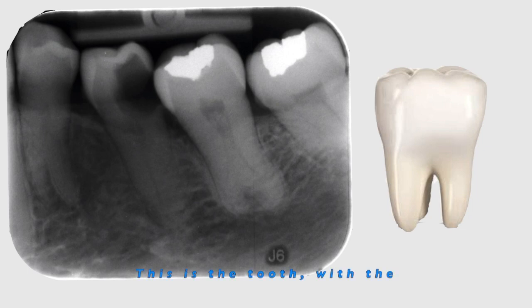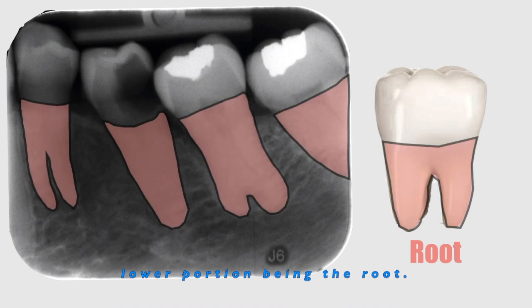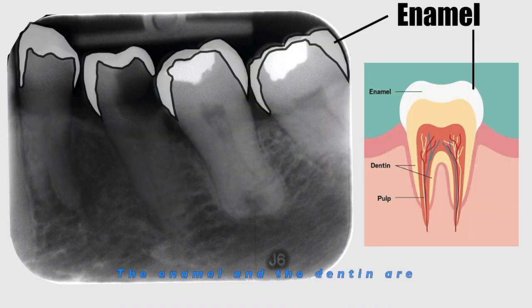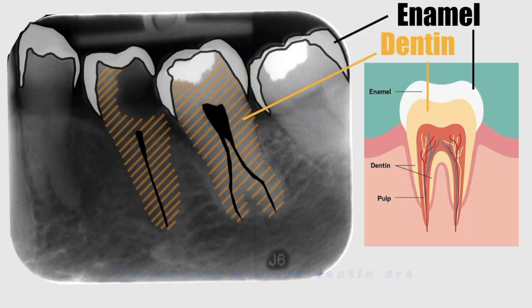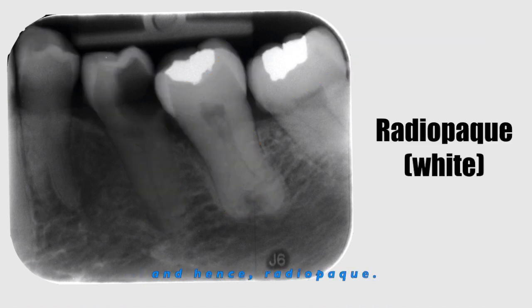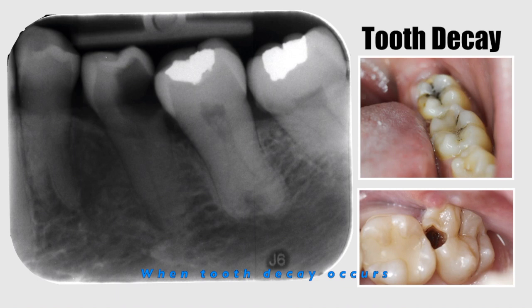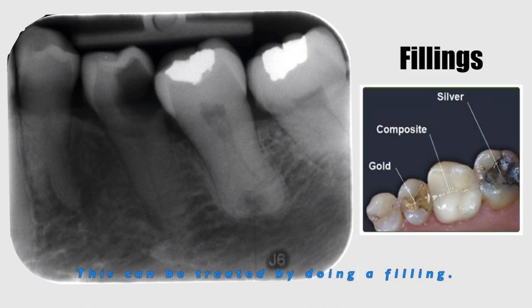This is the tooth, with the upper portion being the crown and the lower portion being the root. The enamel and the dentin are mineralized dense structures and hence radioopaque. When tooth decay occurs, the bacteria start destroying the enamel, followed by the dentin, which then starts to show an irregular shaped radiolucent or black cavity. This can be treated by doing a filling.